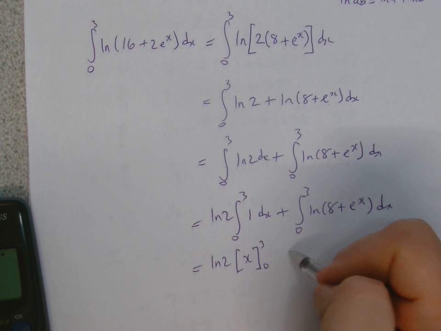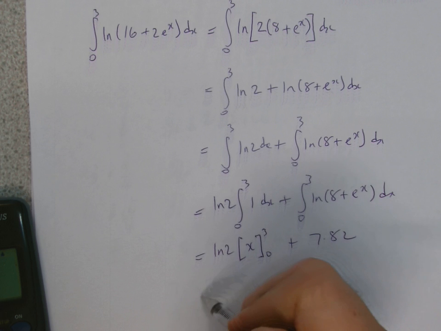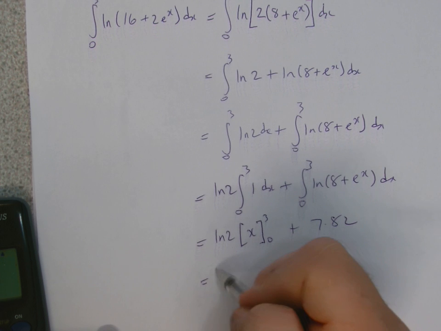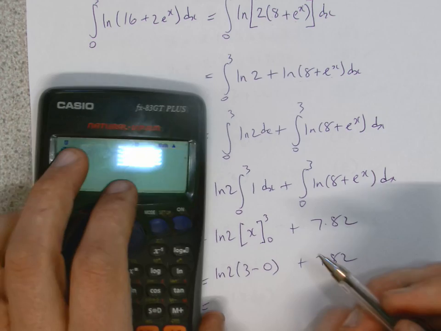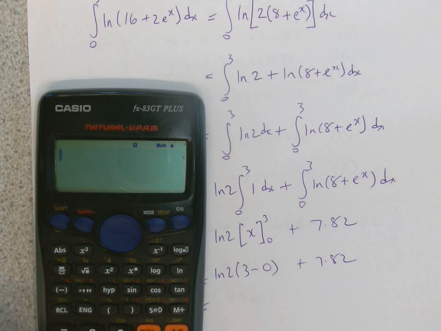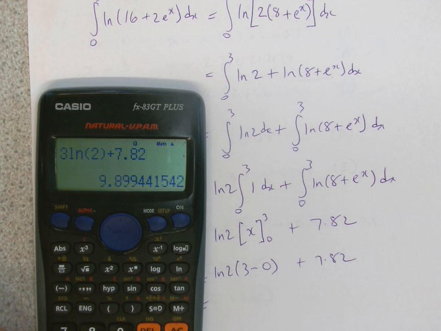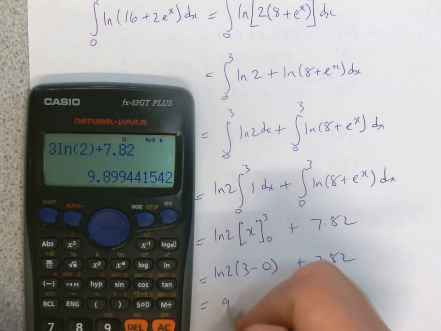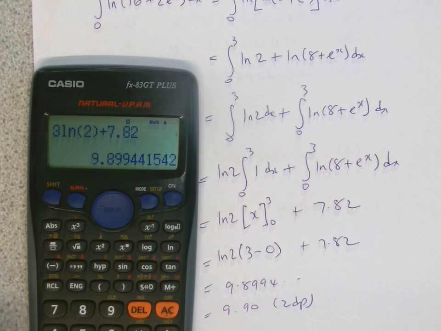And then, of course, we know the answer to this is 7.82. We got that in part A. And then all you've got to do is put this in. So this will be ln 2 times 3 take away 0, plus 7.82. And then you just use your calculator to work that out. So 3 take away 0 is just 3, so that's 3 ln 2 plus 7.82. And you get your answer, 9.8994, etc. We need to round that to 2 decimal places, so we get 9.90.